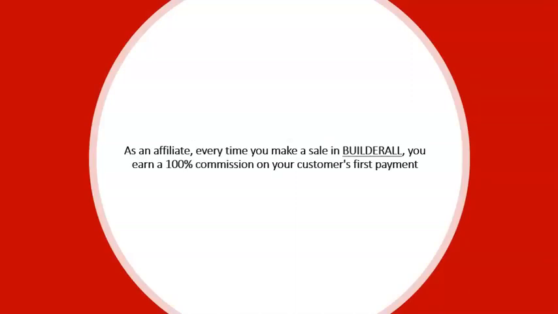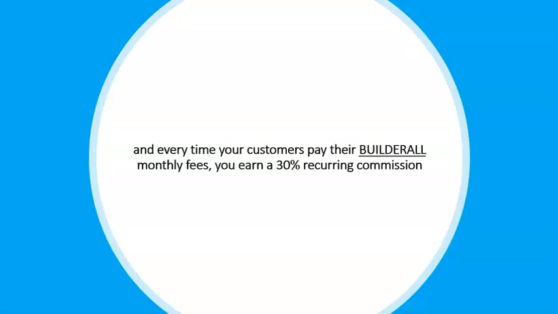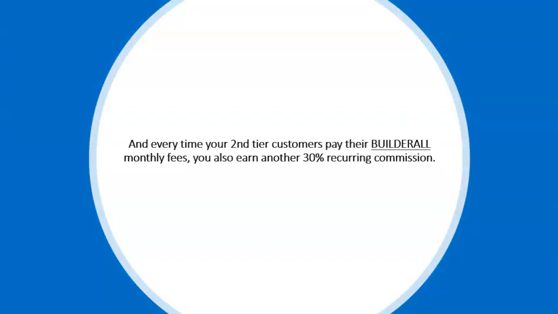Then, as an affiliate, every time you make a sale in Builderall, you earn 100% commission of your customer's first payment. So each time someone subscribes to use the product through your link, you're earning 100% of their subscription fee. Builderall pays you that 100% of it. Then every time your customer pays their Builderall monthly fees, you earn a 30% recurring commission. Remember, it is a subscription-based product. So once they subscribe the first time and pay for their subscription, you get 100%. Then every month they pay for their monthly subscription, you earn 30% of it, and that becomes a recurring commission for you. And every time your second-tier customers pay their Builderall monthly fees, you also earn another 30% recurring commission.